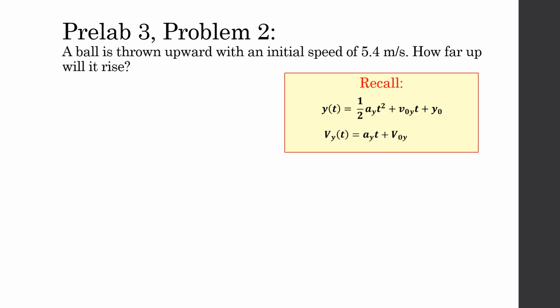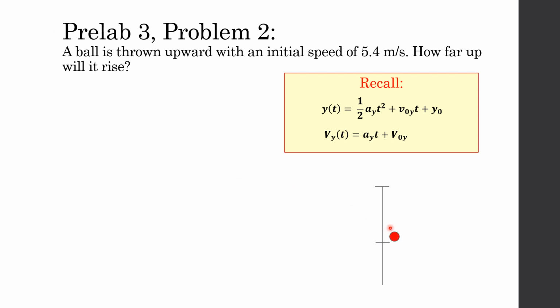All right, pre-lab practice problem number 2. This one's kind of a doozy, as you're going to see in a little bit, but the prompt says a ball is thrown upward with an initial speed of 5.4 meters per second. How far up will it rise? Now for this, we're not only going to need the position equation, but we are also going to need the velocity equation. Okay, so I'm going to draw my picture first and define all my variables.